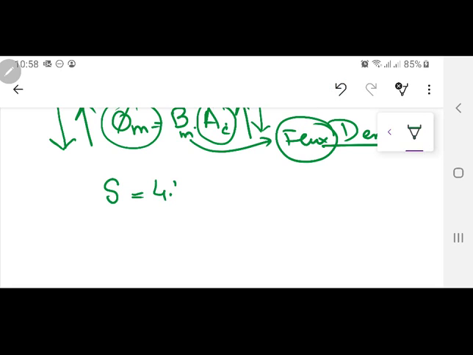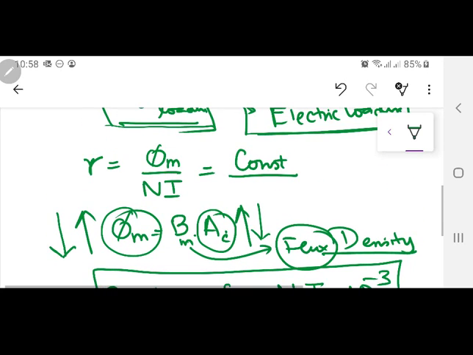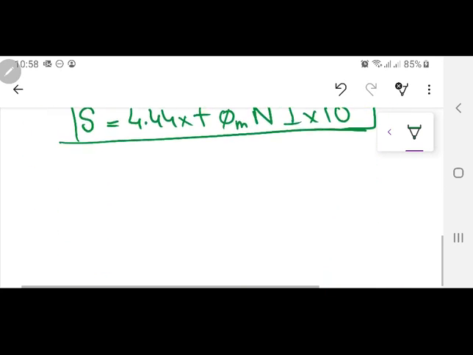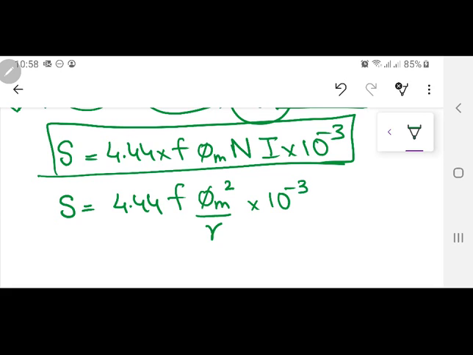This is 4.44 into F into phi m into N into I into 10 raised to power minus 3. This is the same formula from above. Now I want to include this R inside this equation. What is R? R is equal to phi m divided by Ni. If I include this in the relation, this will be equal to 4.44 into F into phi m square divided by R into 10 raised to power minus 3. Agreed? Same thing.